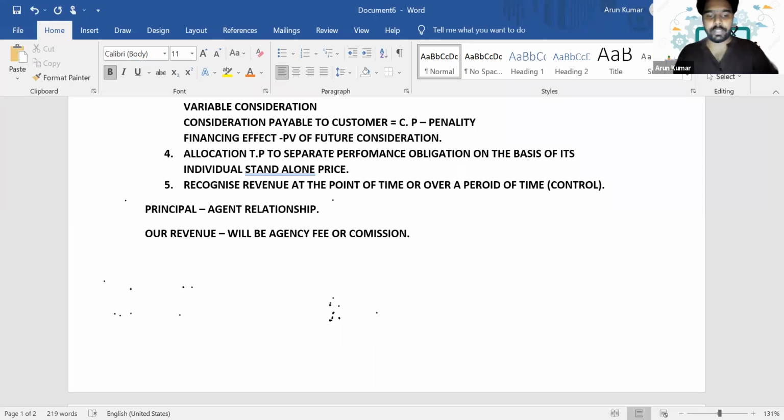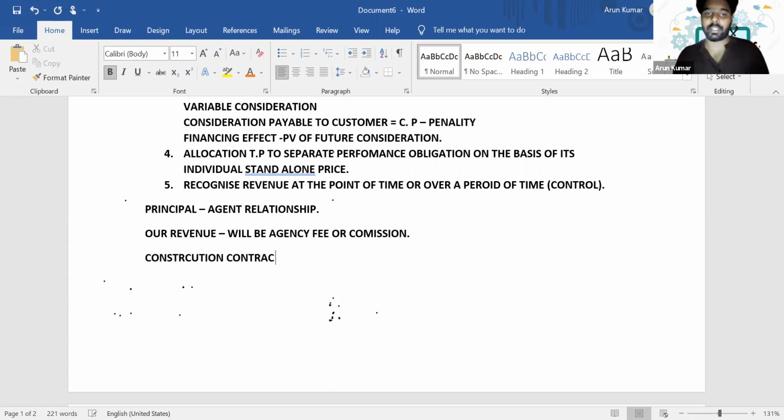So next one is about construction contracts. So when we recognize the revenue, as I've told, we can either recognize the revenue at a point in time or over a period of time.